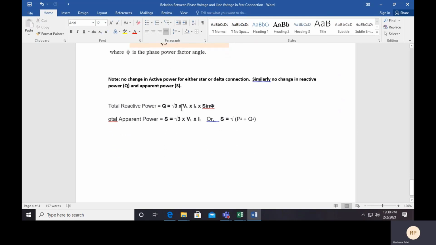So guys, remember these formulas for a three-phase system irrespective of star and delta connection. √3 VL IL sin phi for the reactive power, and √3 VL IL for the apparent power.